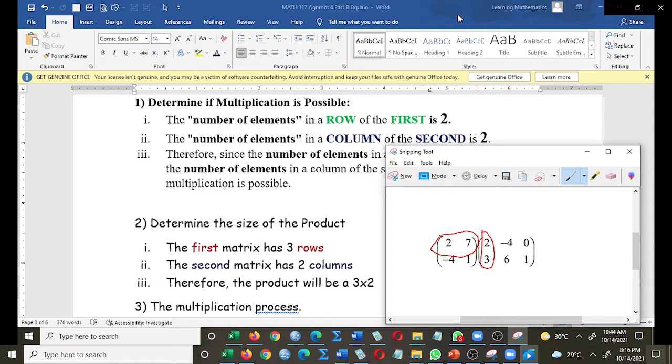The row of the first matrix has two columns, and... Take your time. Look at what is written there.